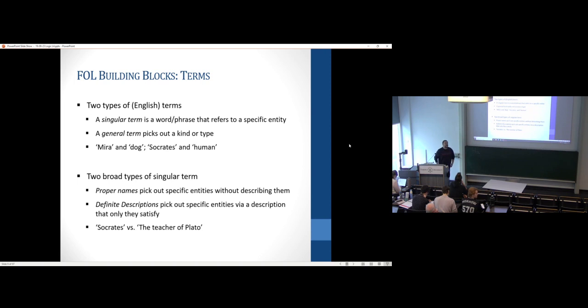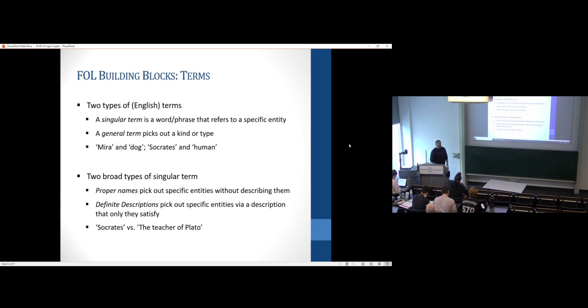Yes? Definite descriptions can be used to describe non-humans. Absolutely, right? I mean, the dog owned by Nathan is a definite description that picks out Mira. The university in the city of Tilburg picks out this university, the building we're in right now. All of these are definite descriptions. The fact that we're using individuals here is just easy ways in.